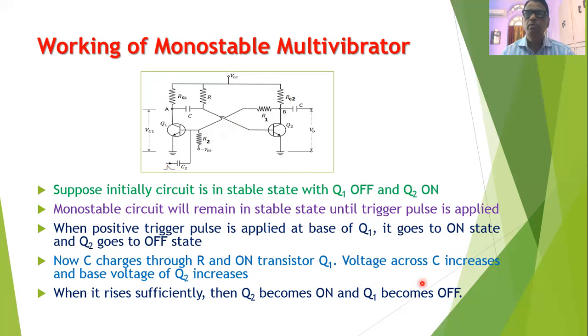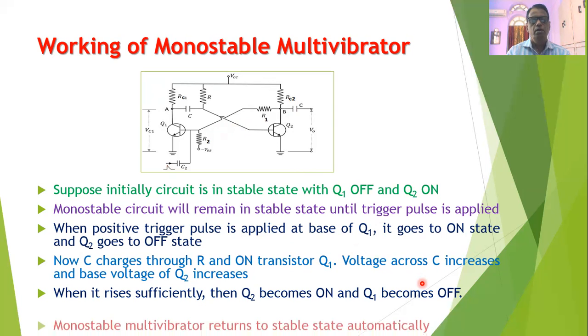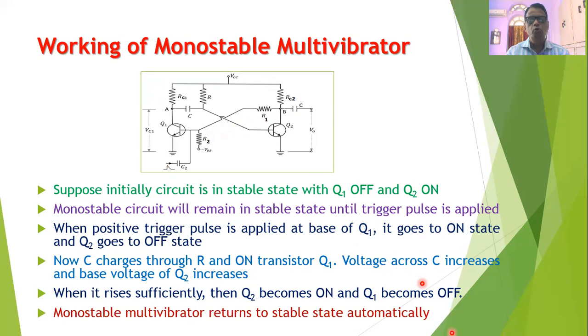That is, the monostable multivibrator has returned to its stable state without any external trigger pulse. So we observe that the monostable multivibrator returns to the stable state automatically. Now again, if you want to change the state of the monostable multivibrator, you need to apply the external trigger pulse.